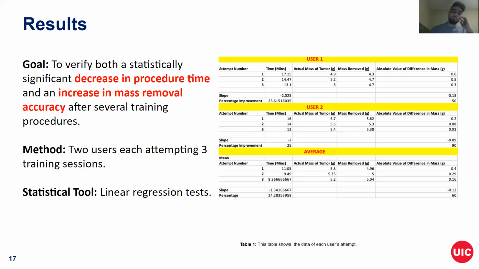As you can see from the bottom two rows of the table, which again represents the average of the two users, the duration decreased by 24% between the first and third attempts, while the mass removal accuracy increased by 60% between the first and the third attempt.